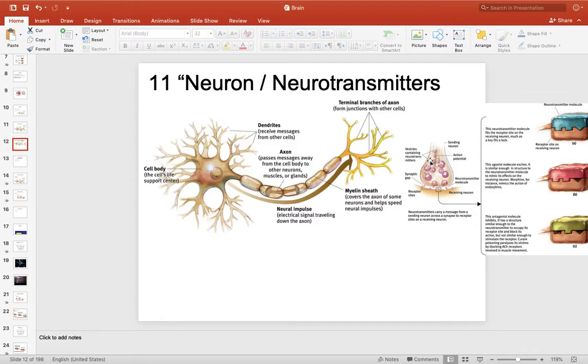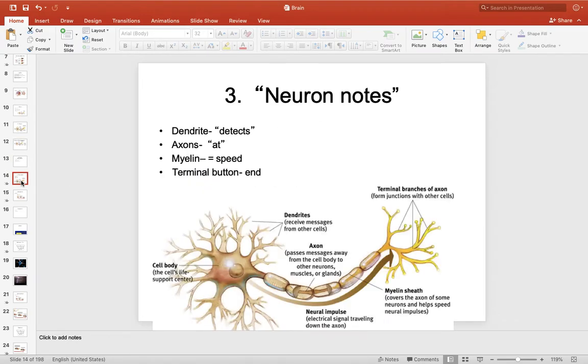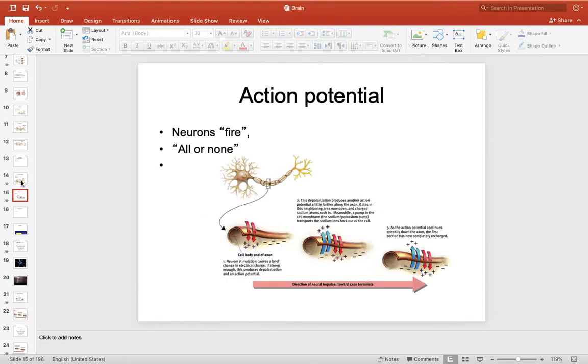This would be the terminal button, and this would be the end of one neuron, and then it's going to send a message to another one. So this would be the dendrite detecting the message. This would be the axon sending the message. Okay. So there we go, that's that.